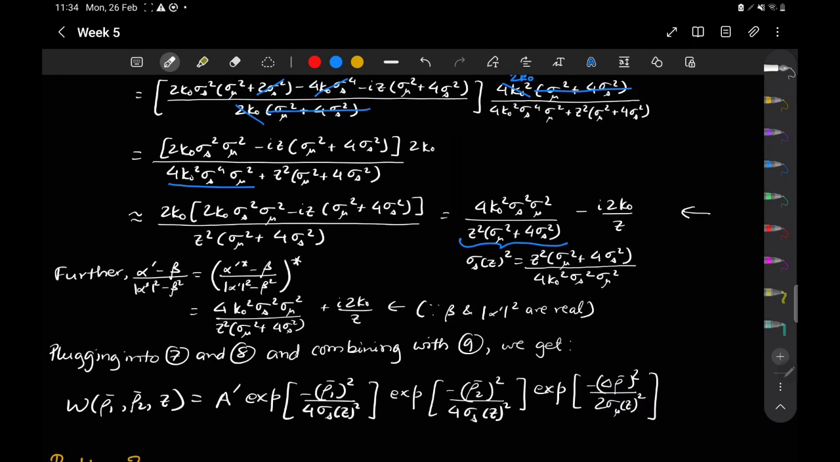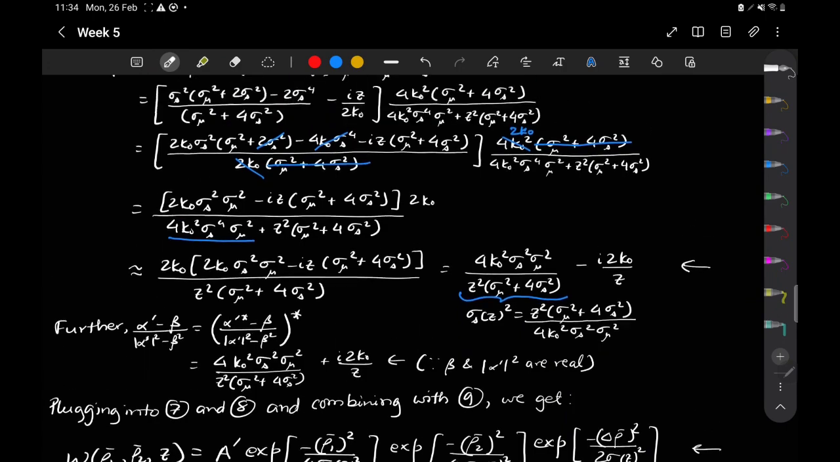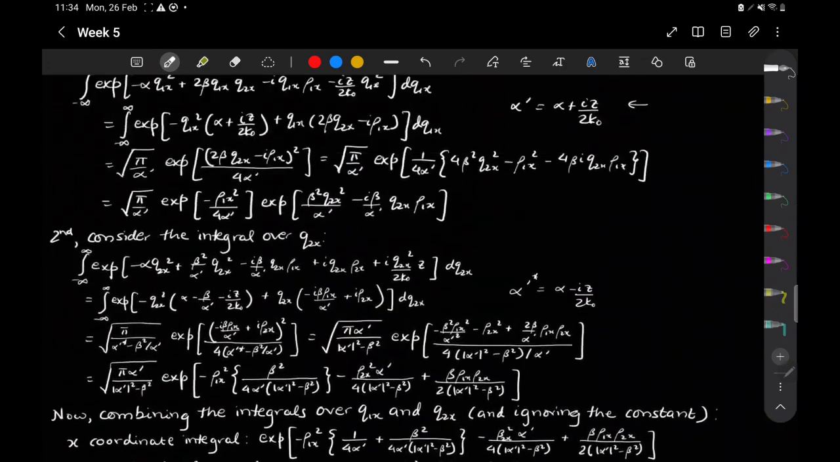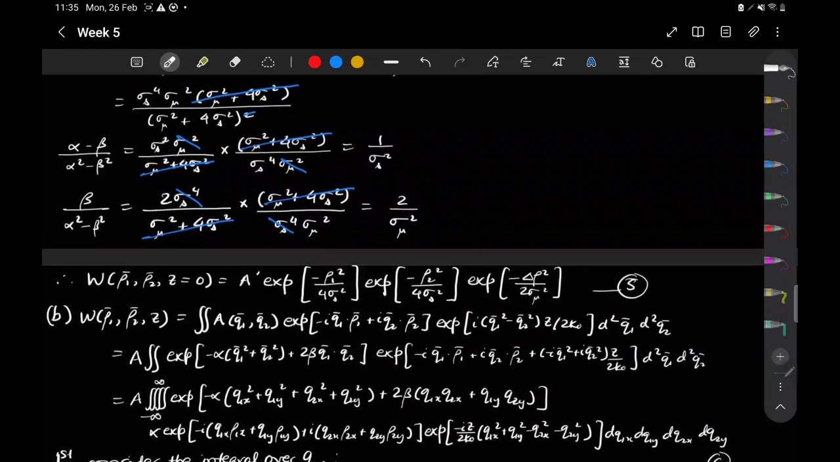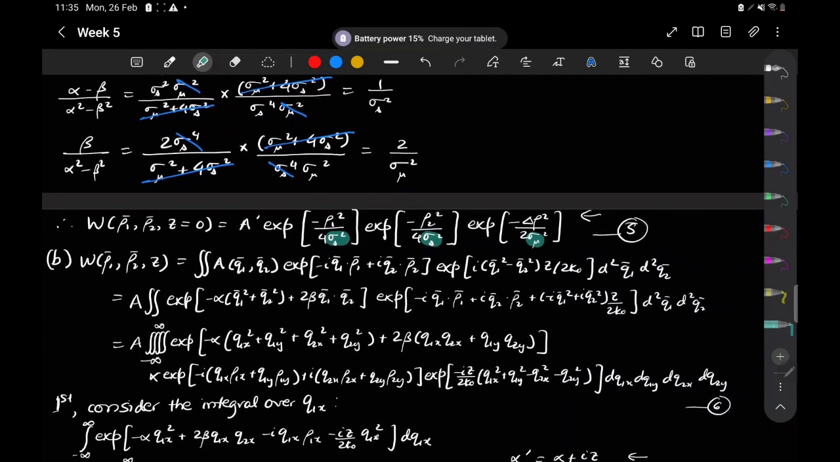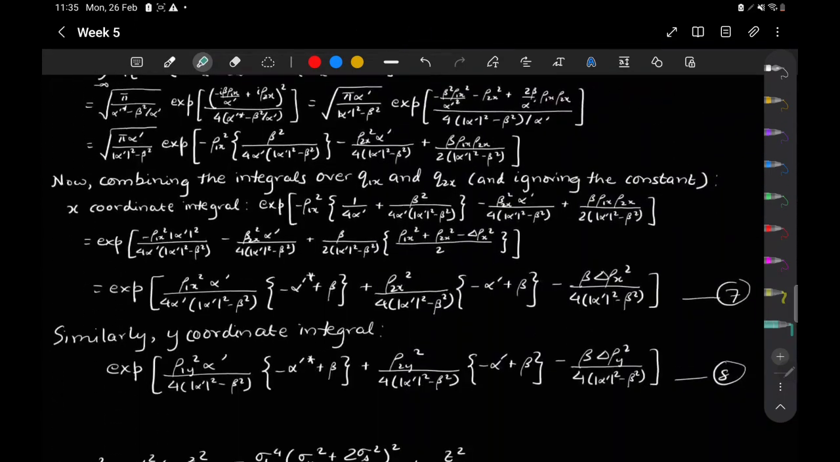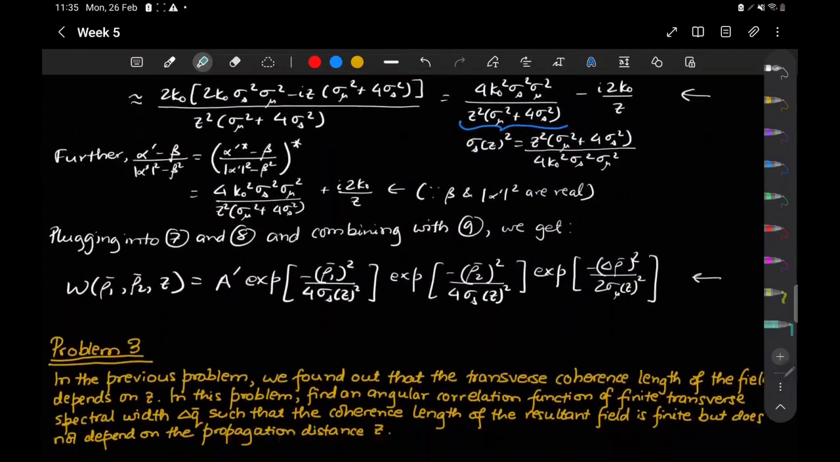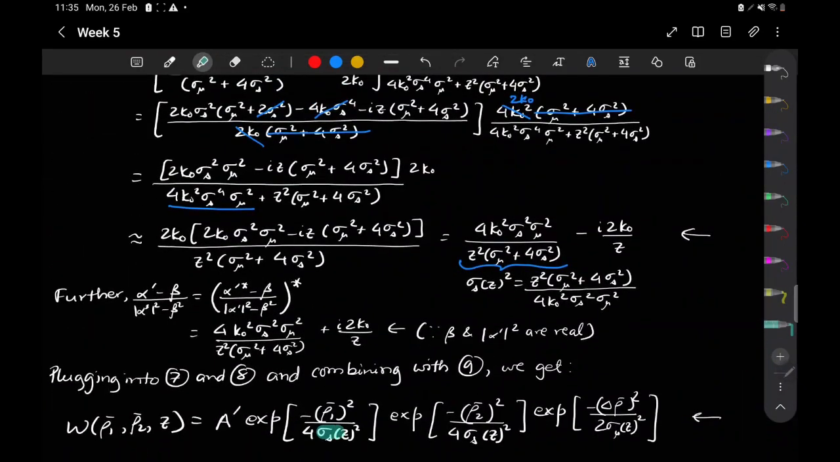So this is the final expression, and notice that this cross spectral density at z is similar to the cross spectral density at z equal to 0, this one over here. The only difference is that each of these terms, this sigma mu squared, sigma s squared, is replaced by their corresponding terms at some finite z, instead of z equal to 0. So this at z.